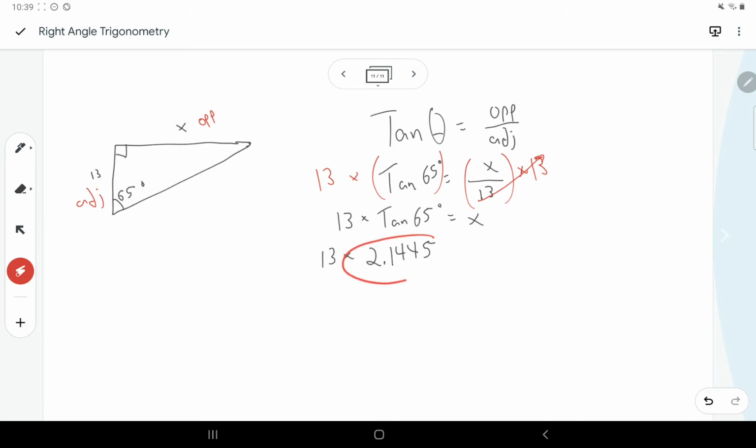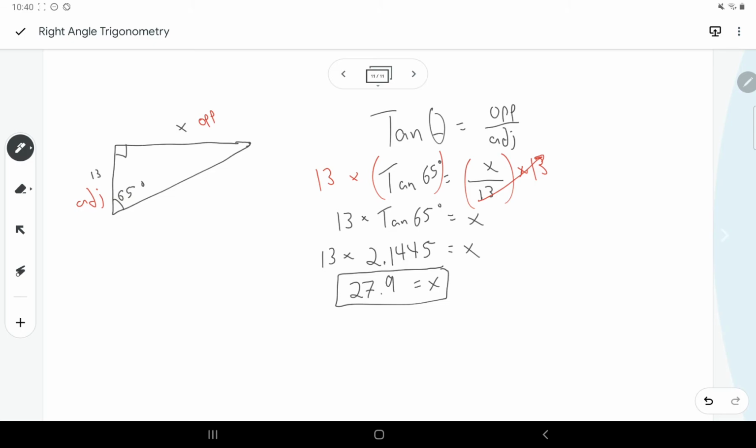Now tangent, you'll notice, is the one that can go above 1. It can be higher than 1 since it doesn't involve the hypotenuse, so there's no requirement for either the opposite or the adjacent to be higher or lower than the other. Okay, so that equals our x. So if we multiply those together, 13 times 2.1445, we will get 27.9, which again, I'm rounding there, but that is our x. Okay, so that is to solve for the opposite side.